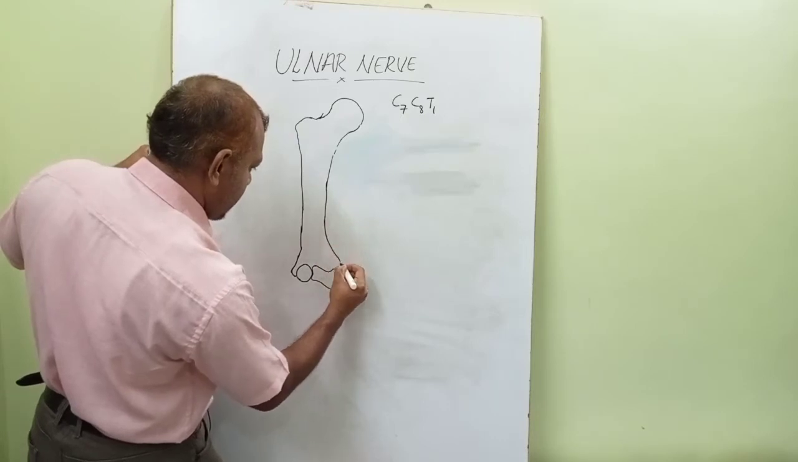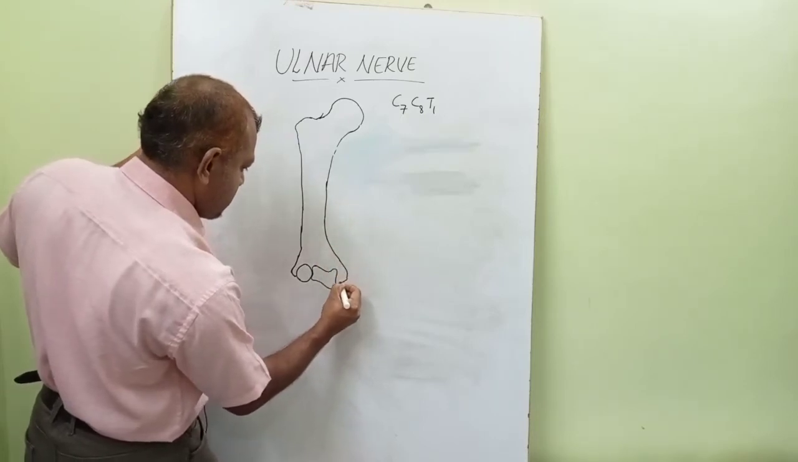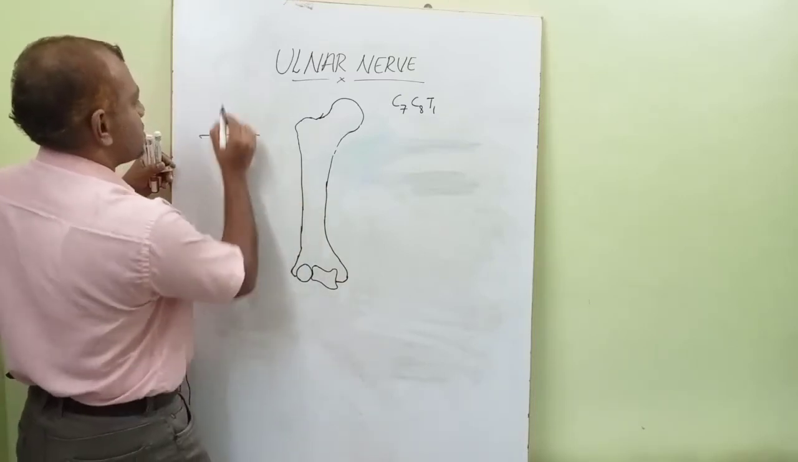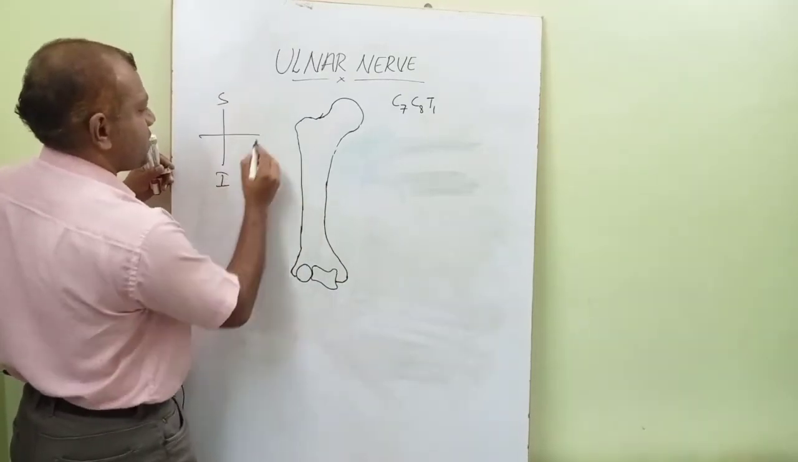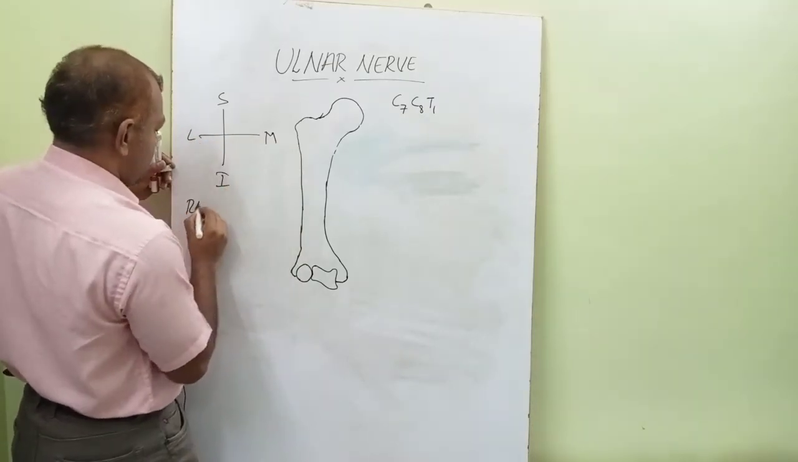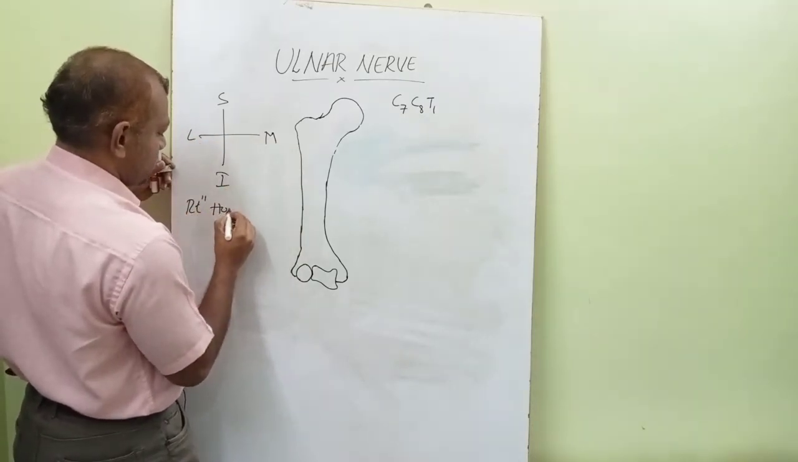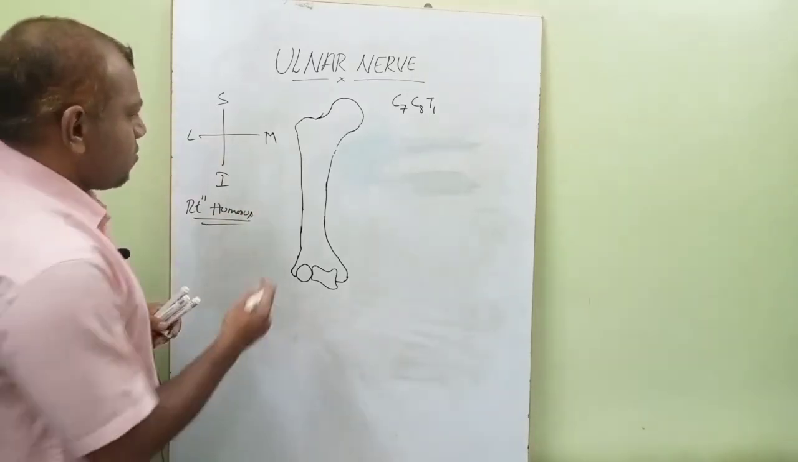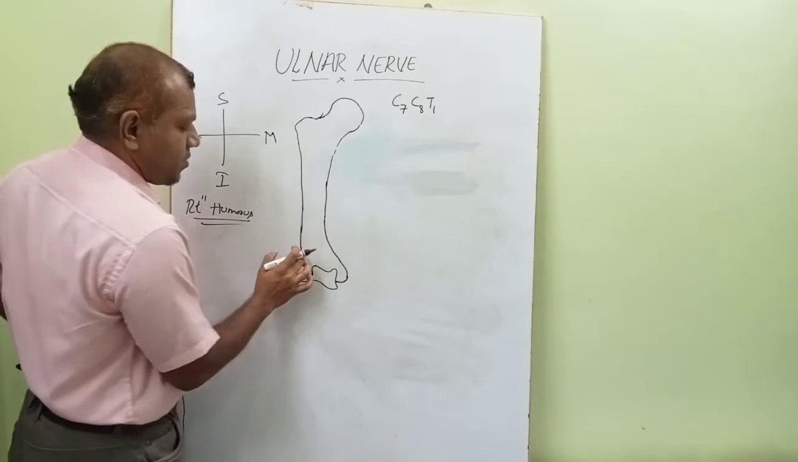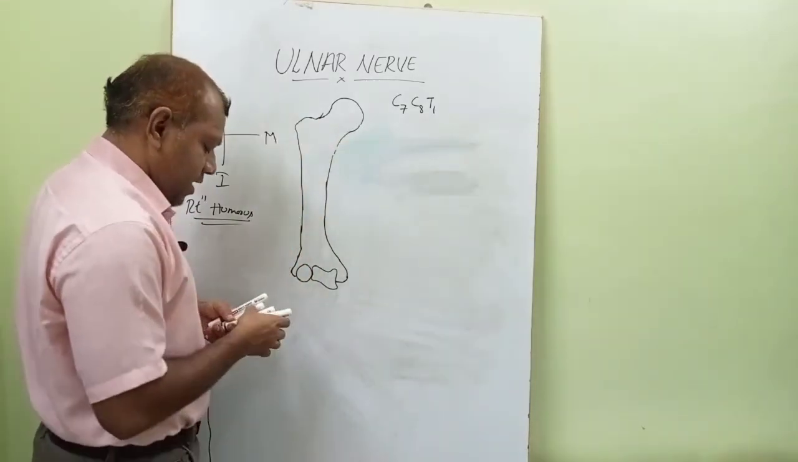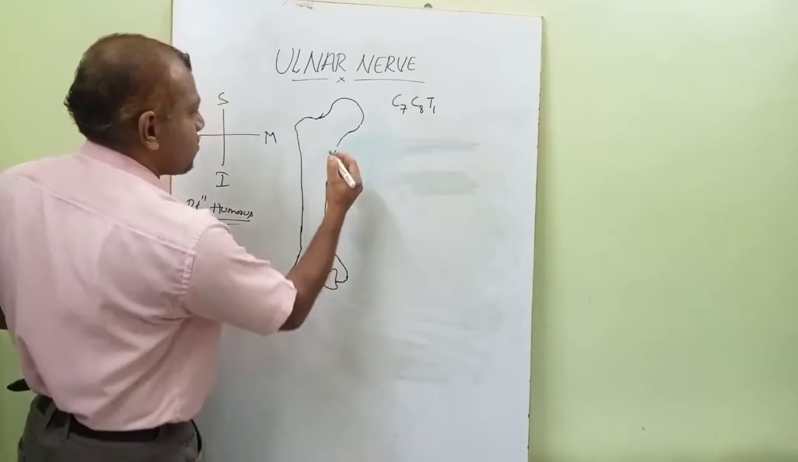So this is your medial epicondyle. Yeah, let me show you this. Superior, inferior, medial and lateral. This is your right side humerus. Now assume it is a humerus, and here you can identify the nerve course in the arm that I am going to discuss. Ulnar nerve course in the arm.